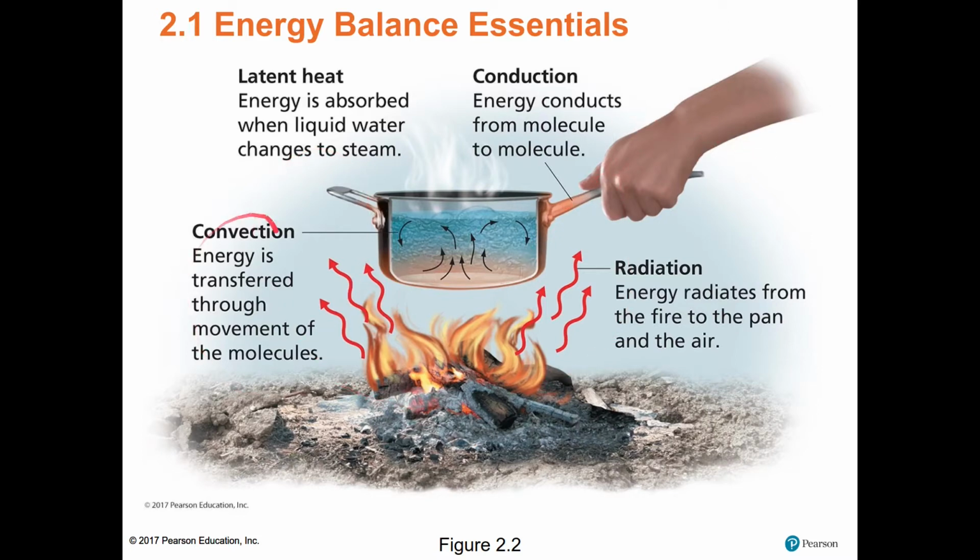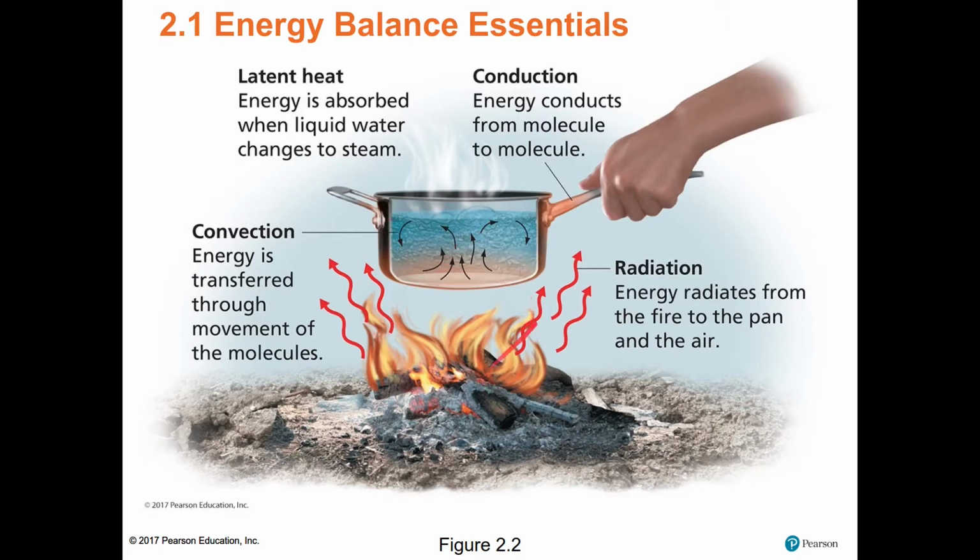With convection, the molecules absorb heat and then go someplace else and give the heat up there. So this is the way a refrigerator works. A refrigerator just moves the heat from the inside of the refrigerator to the outside of the refrigerator. It's the way we warm and cool our homes. And with convection, both the energy and the molecules are moving.